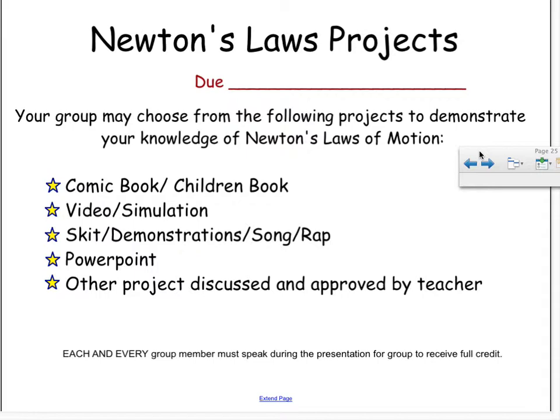Our objective for this is for you to demonstrate your understanding of Newton's first, second, and third law. Your options are a comic book or children's book, a video, or a simulation. For a video, maybe you're at home because you don't have to work with a group. Maybe you'll work by yourself or maybe someone will come over to your house. You can do a video of yourself, maybe making a music video like the one you saw there, or a commercial, or an everyday scenario. For a simulation, some of you have Sims or Little Big Planet or something you can work on your computer to create some type of simulated thing to show.